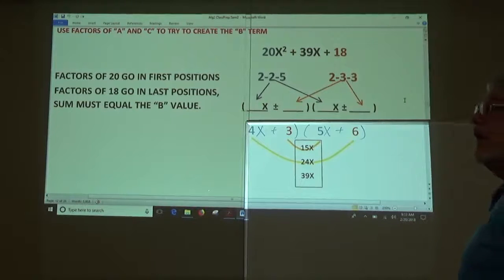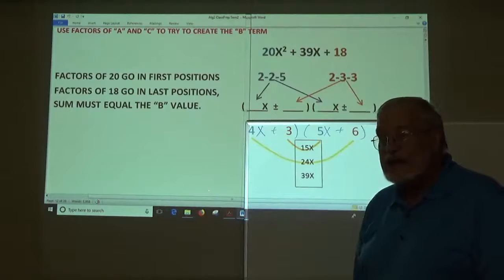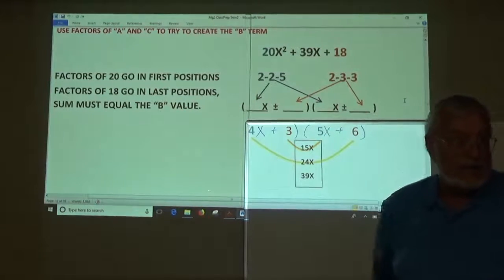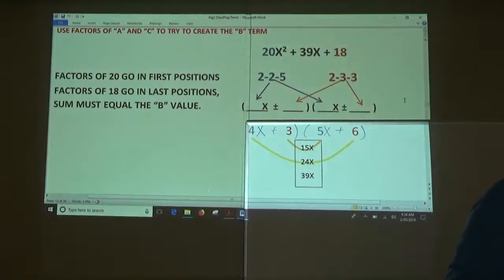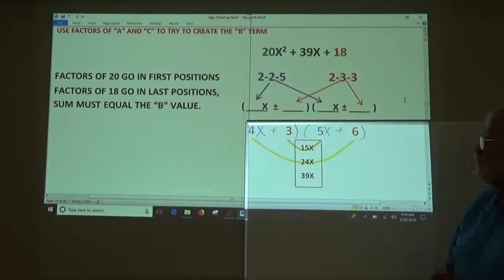There is no simpler way to get those binomials. Yes? I worked it out the same way by splitting the middle term. That's what this does. But splitting the middle term is another, what would you split it into would be the question.